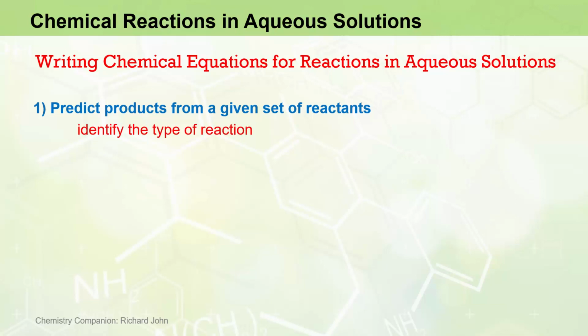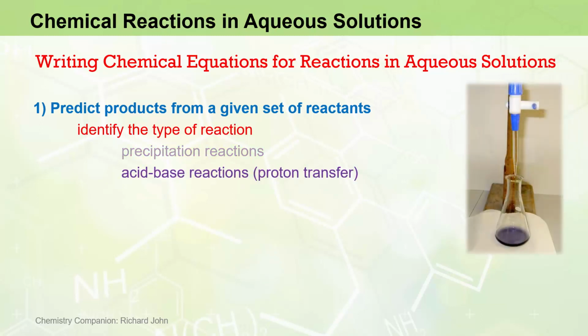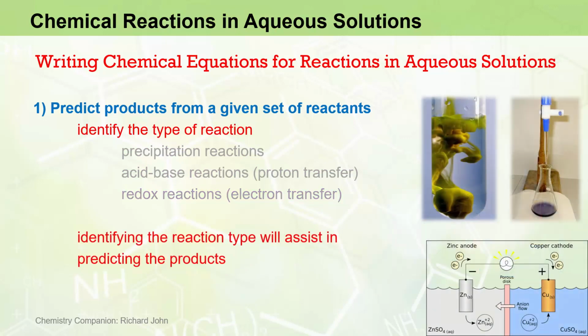The first thing we need to do is to identify the type of chemical reaction we are dealing with, and with practice, we will become very familiar with certain reaction types in aqueous solutions, including precipitation reactions, acid-base reactions, and redox reactions. Identifying which type of reaction we are dealing with will assist us in being able to determine the products that will be produced.